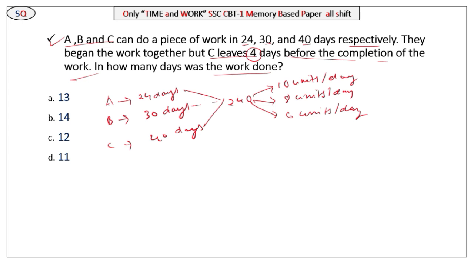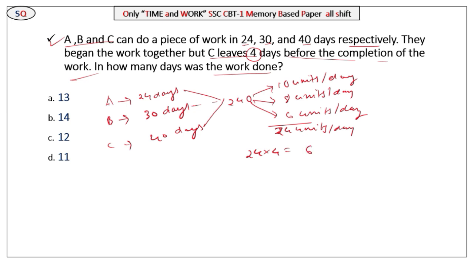we have to add 10, 8 and 6. How much is it? It is 24 units per day, which means A, B, C combined can do 24 units per day. So A, B, C together work for 4 days. So 24 into 4 equals how much?